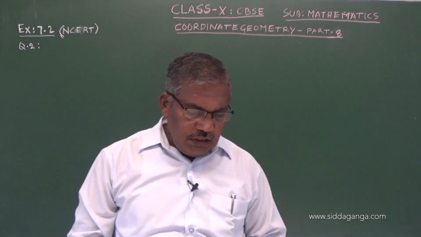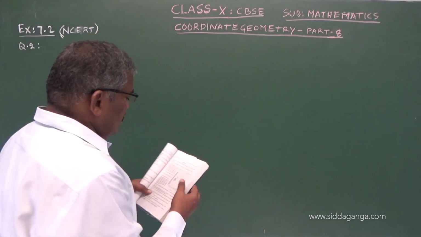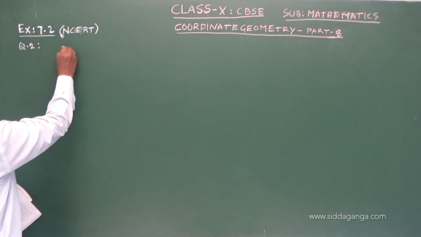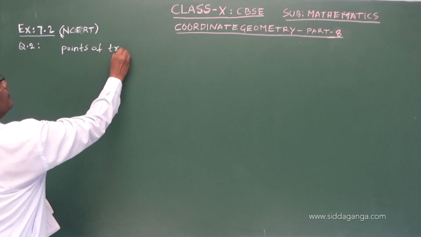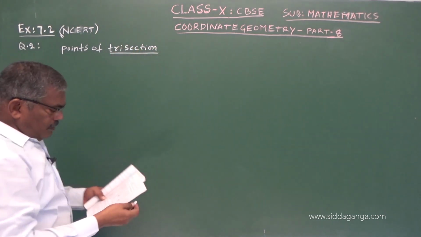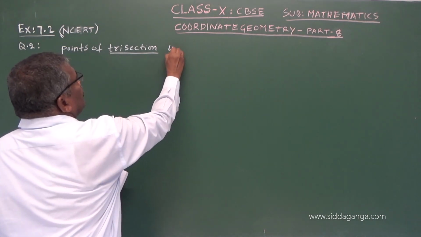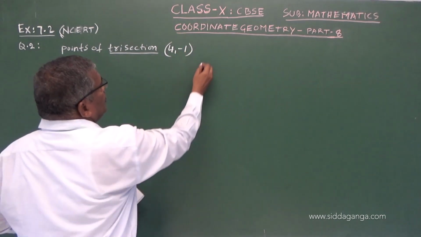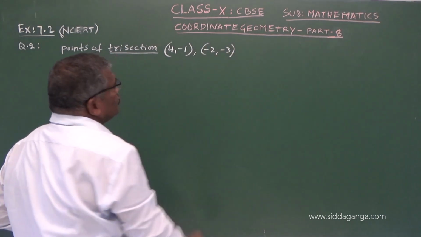Now the second question is, find the coordinates of the points of trisection of the line joining the points (4, 1), (4, minus 1) and (minus 2, minus 3). So this is the question given.